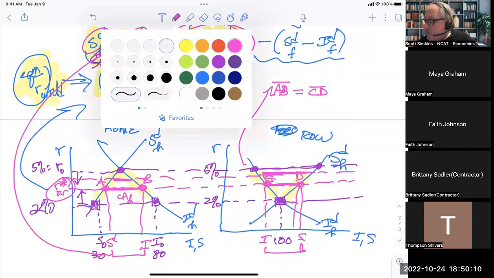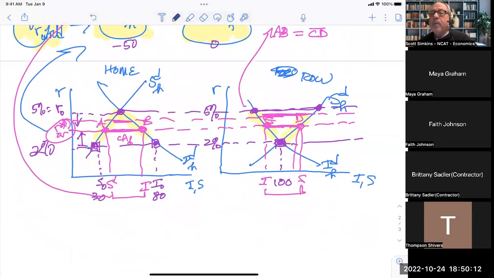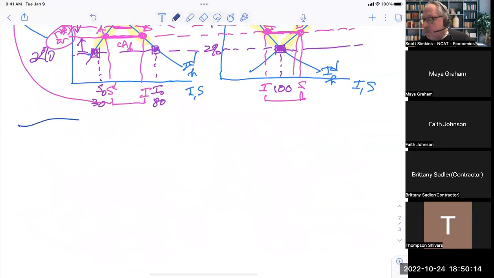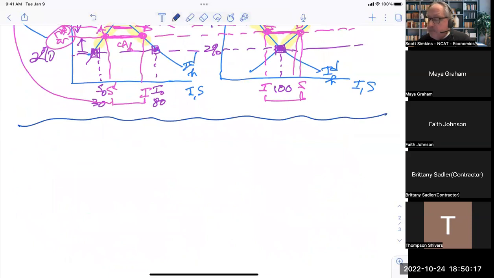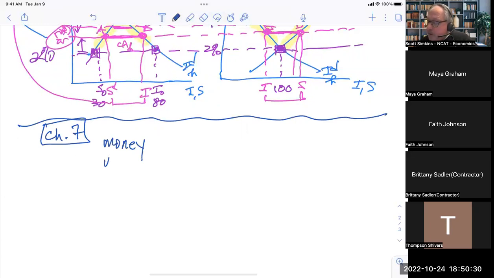Let's talk about chapter 7 for a minute. So that's chapter 5. Chapter 7: money. First of all, uses of money. So, definition of money. Or no, well, it is uses, but let me say functions of money, because this is the way to actually talk about it.